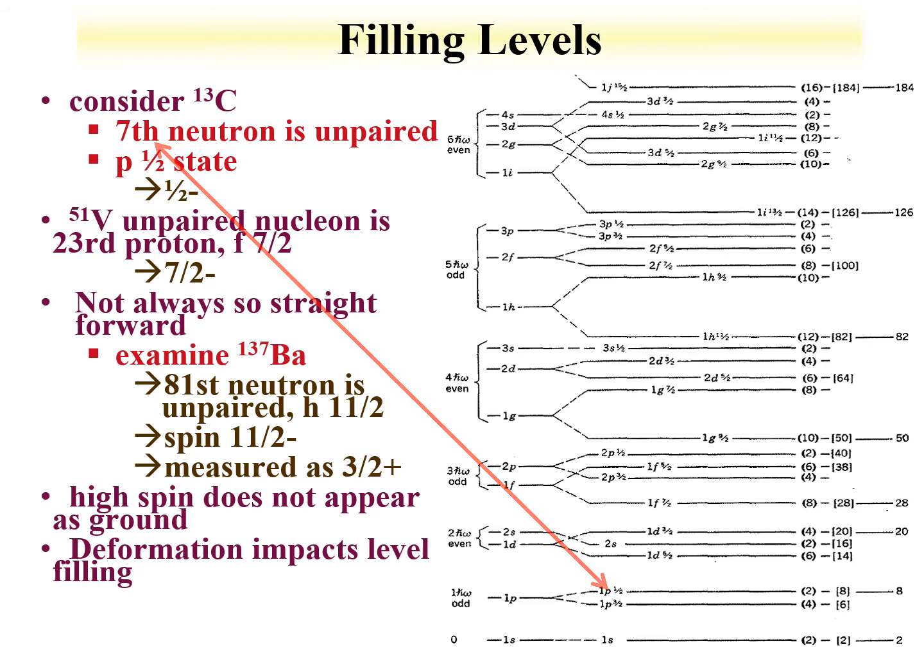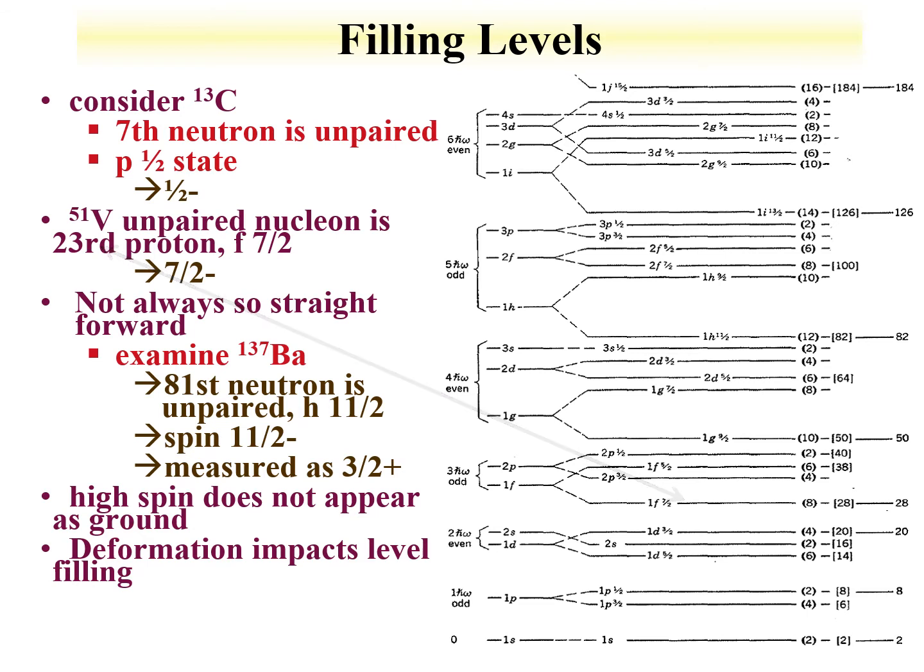Another example is vanadium-51. The odd nucleon is the 23rd proton. 20 protons fit into the 1d 3/2, so I can put 3 into the 1f 7/2. One is unpaired. F is also negative, so we would expect vanadium-51 to have a spin and parity of 7/2 minus.